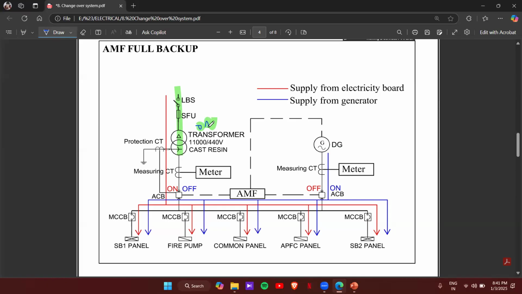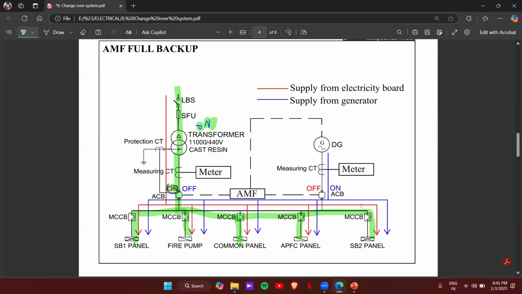Transformer is in on condition, and the supply will be coming to the ACB. So in the normal case, ACB will be in on condition and the supply will be coming to the bus bar and it will distribute to all the panels like this: SB1, fire pump panel, common panel, APFC and SB2.